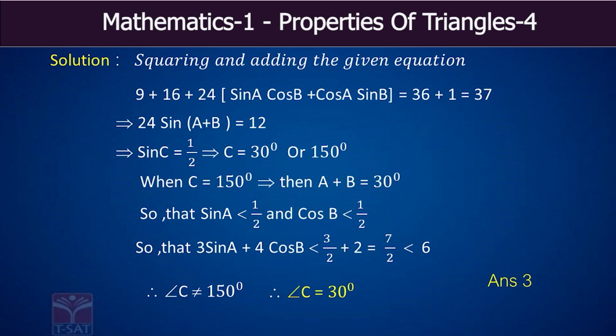And 7 by 2 is less than 6. But you are given that it is 6. So angle C is not equal to 150 degrees. So therefore angle C is equal to 30 degrees. So correct option is 3.